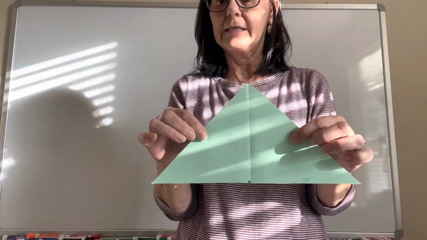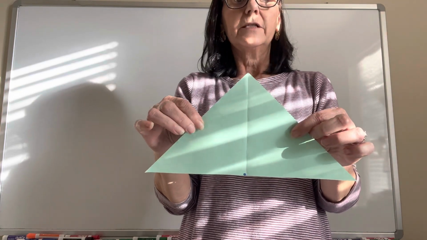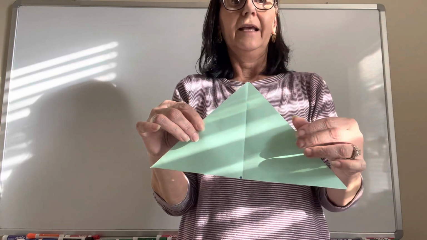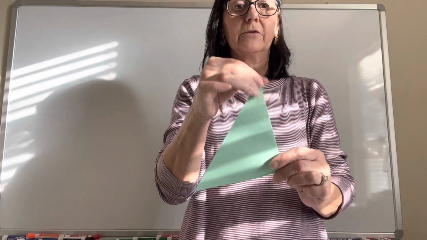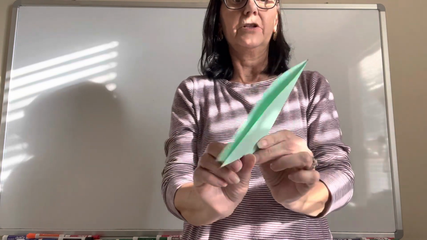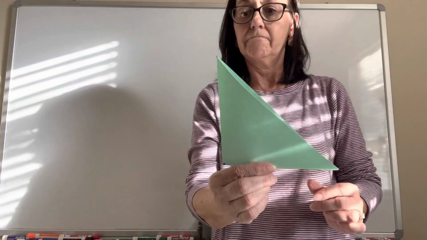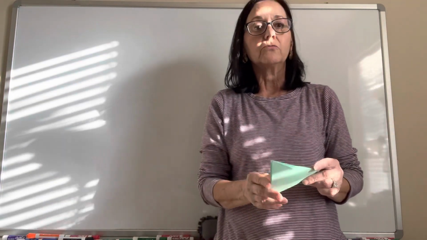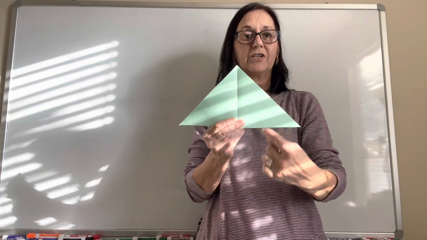Line symmetry says that there's a line that can be drawn through the image such that the left side is a mirror image of the right. And if I fold it in half, you'll see that the images are exactly the same. So line symmetry says, literally, this side is a reflection of that side.